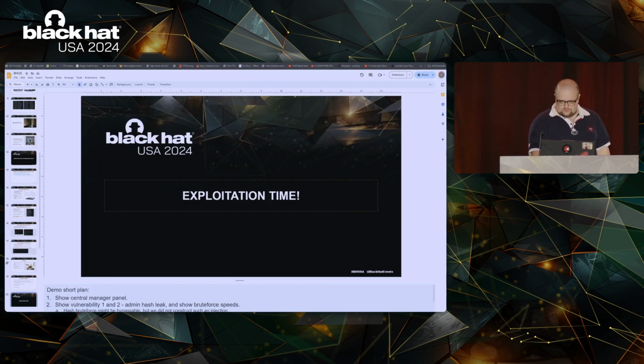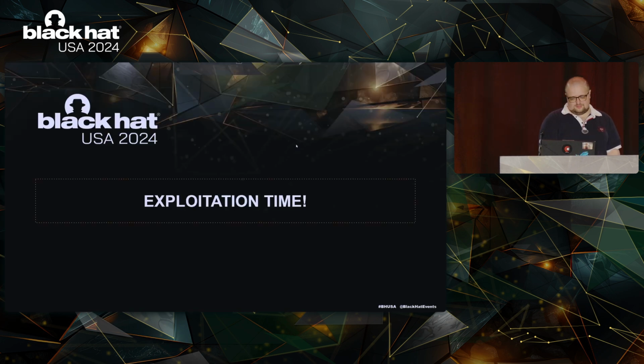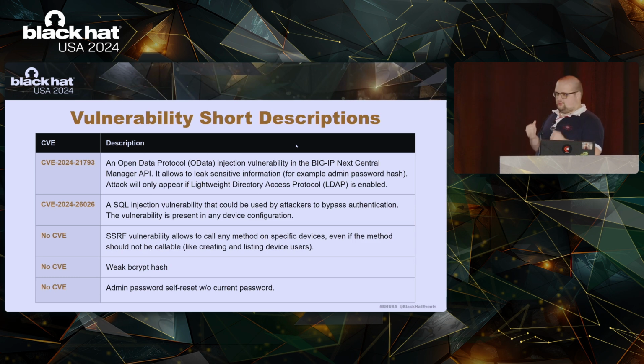So we have a total of 5 vulnerabilities, and I showcased 4. There are actually 2 injections which lead to similar results. One is an SQL injection, and the other is an OData injection in the same form in a different field. So we get 2 for 1. The SSRF issue that I showcased does not even have a CVE number, and I will comment on why closer to the end of the presentation, and the weak bcrypt hash.